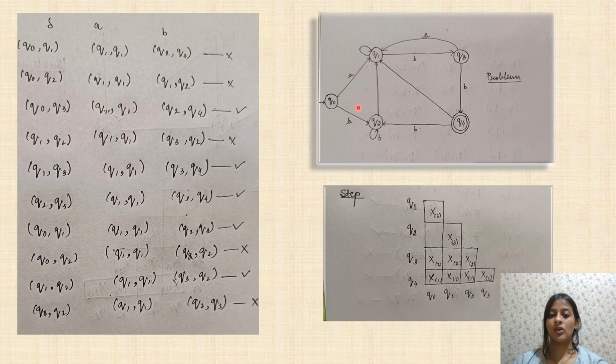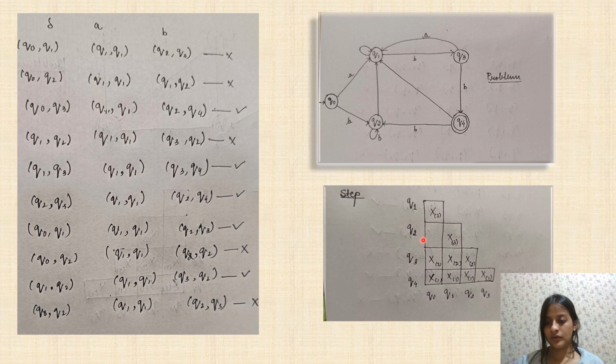Now we need to see Q0 at B. It's going to Q2, and Q1 at B, where is it going? Q1 at B is going to Q3. So the pair will be Q2 and Q3. We need to check it. Q1 and Q1 is a duplex, so we won't check it, since we did not make the table for it. We can check for Q2 and Q3. If we check Q2 and Q3, we can check horizontally and also vertically. That depends on us.